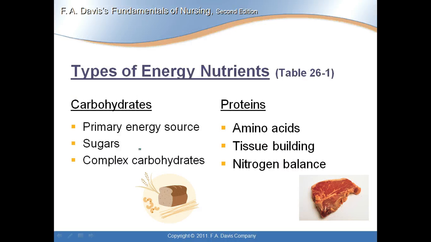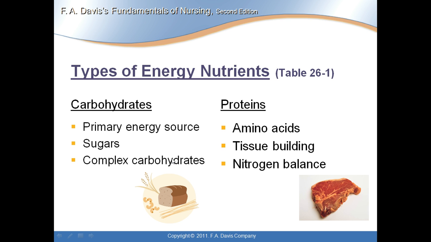So, types of energy nutrients. We have carbohydrates. Carbs perform several functions. They supply energy for muscle and organ function. They spare protein. They enhance insulin secretion. They increase satiety. They improve absorption of sodium and the excretion of calcium.